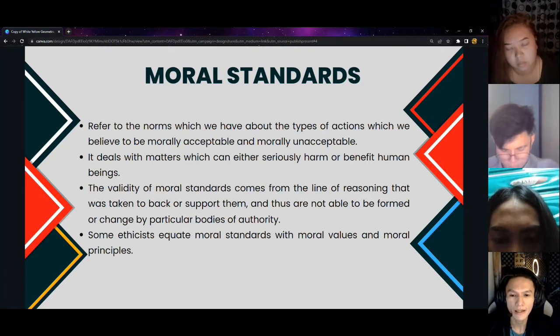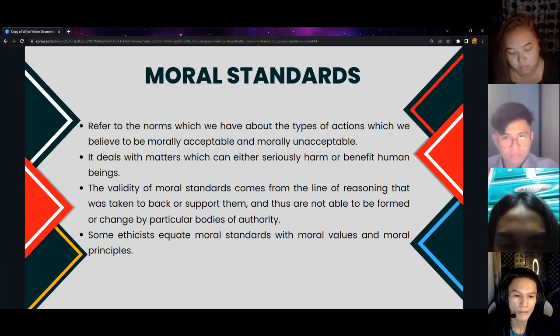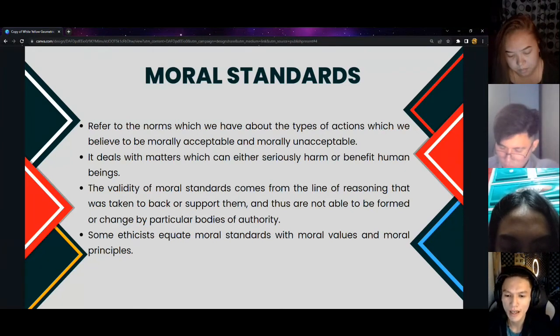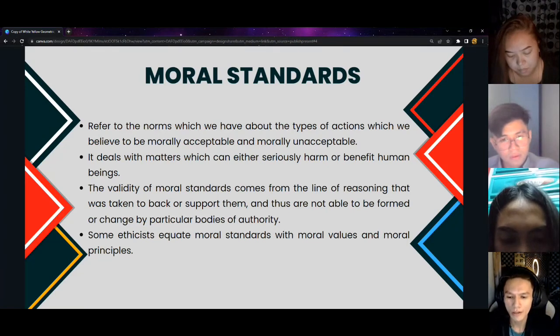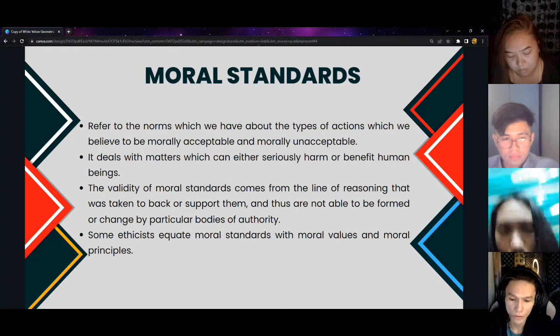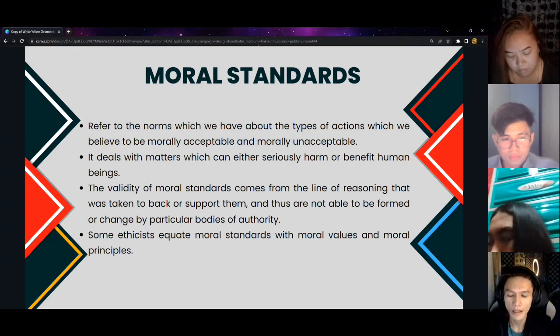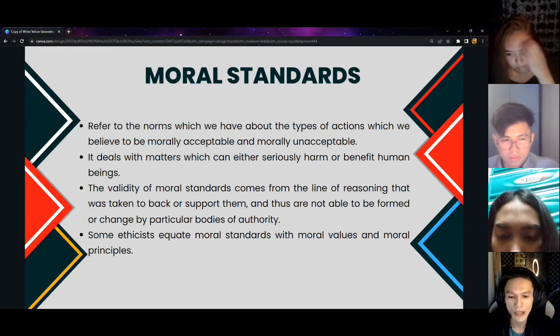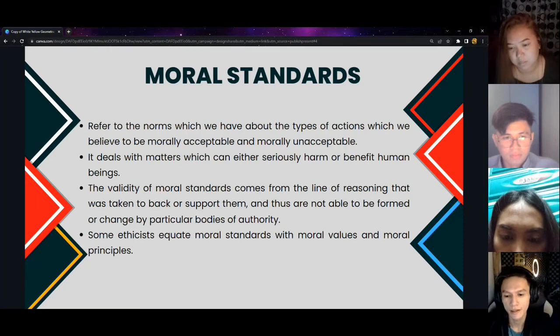Some ethicists equate moral standards with moral values and moral principles. In other words, it is a belief of right and wrong action that is good to all, and it is also a belief or rules that everyone obeys, such as killing and stealing being prohibited.